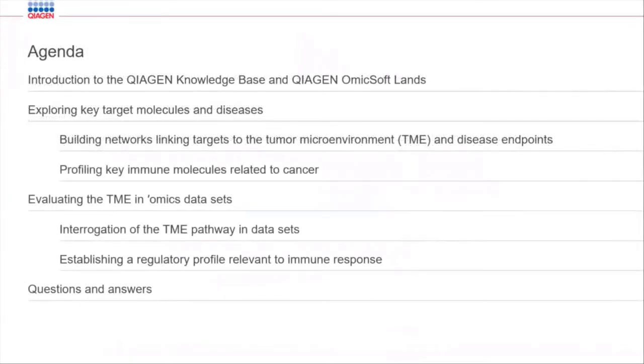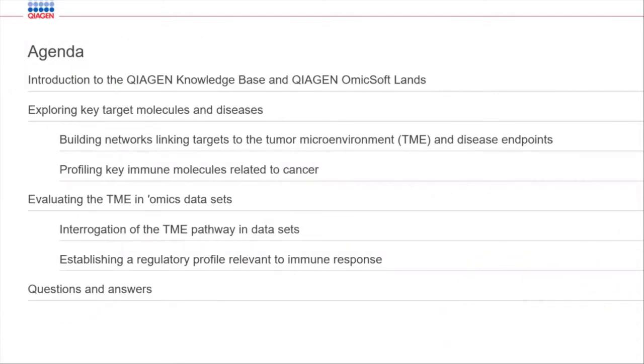Today we're going to do an exploration of the tumor microenvironment using Ingenuity Pathway Analysis. What we'll go over first is the agenda for today's session. To start off, I want to provide everybody some introduction to the major resources under the hood of QIAGEN's Ingenuity Pathway Analysis that power all of the functionalities that we're going to be exploring today.